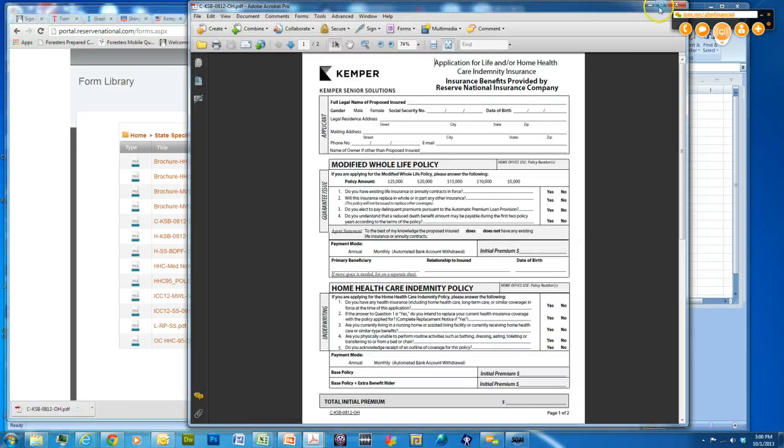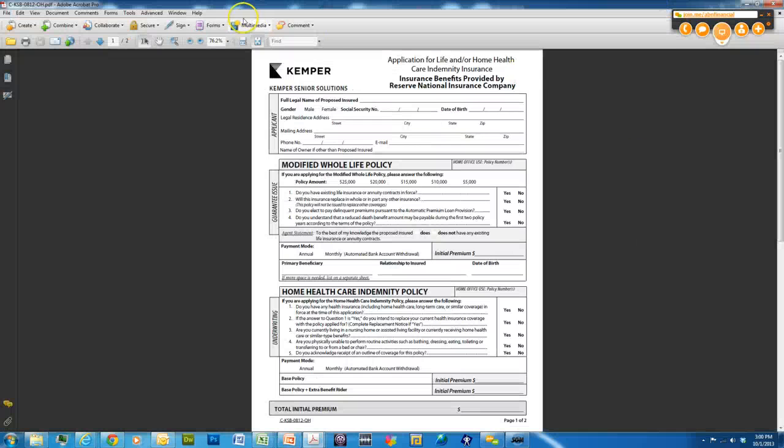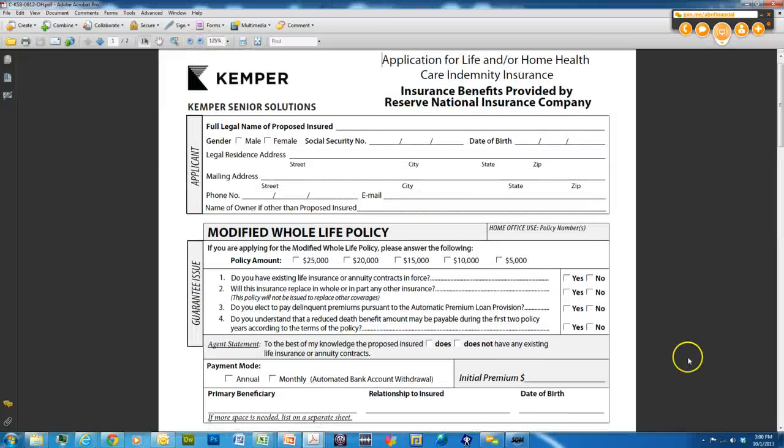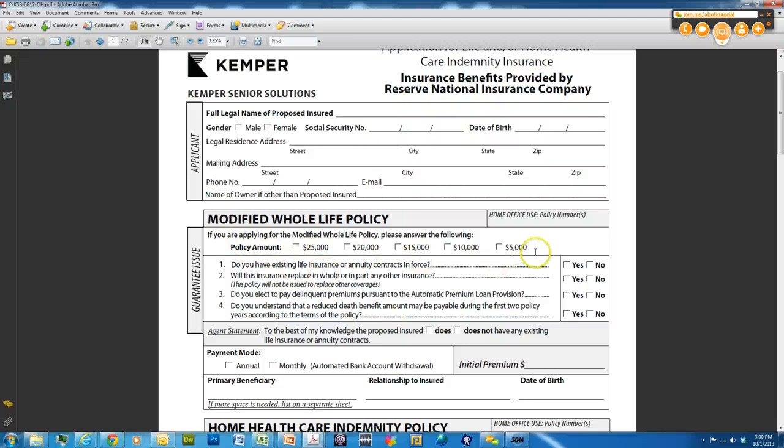Okay, so here's the application form for Kemper. It's super simple because it's guaranteed issue. They don't really care about the client's health. They just are signing them up. So you choose the policy amount. Do you have existing life insurance in force? Will this insurance plan replace it? This is the whole replacement idea. Do you like to pay delinquent premiums pursuant to the automatic premium loan provision? Always check yes. That means if they don't pay their premium payment, they're going to take it out of the cash value. So you always want to check yes here.